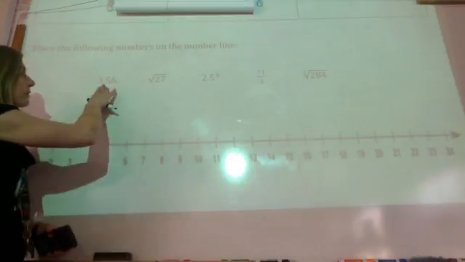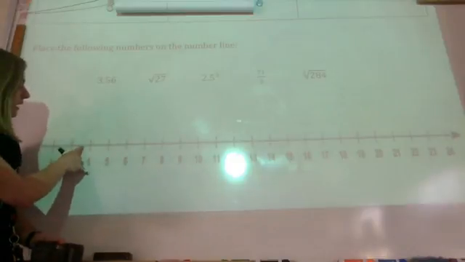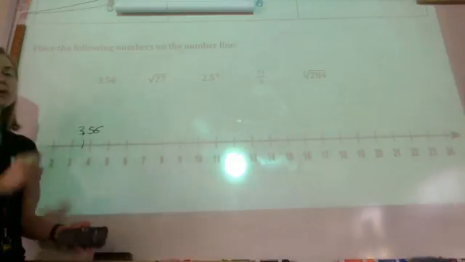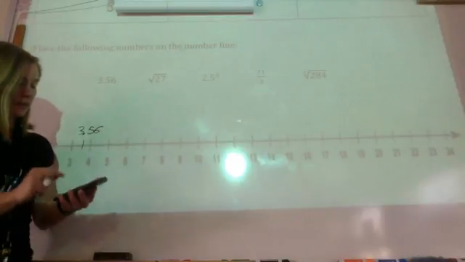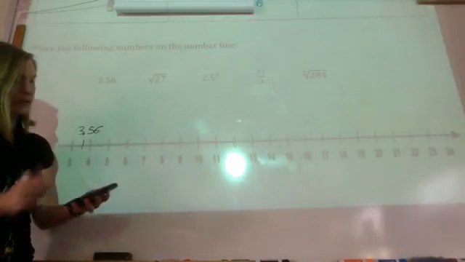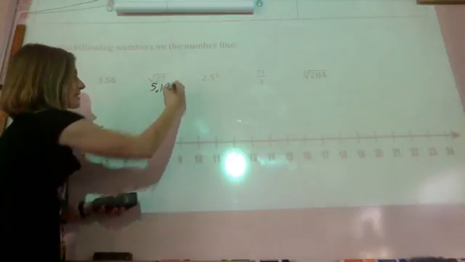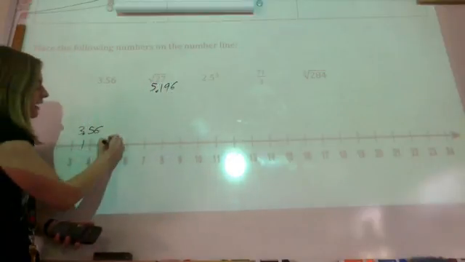If we have 3.56, that of course will be a little bit more than halfway between 3 and 4. Square root of 27, we need the actual specifics, so we need to use our calculator. That is 5.196, so a little bit past 5.